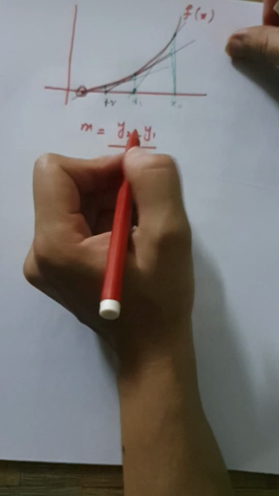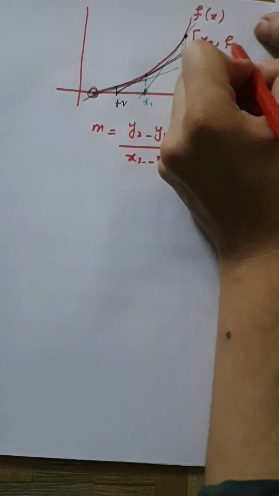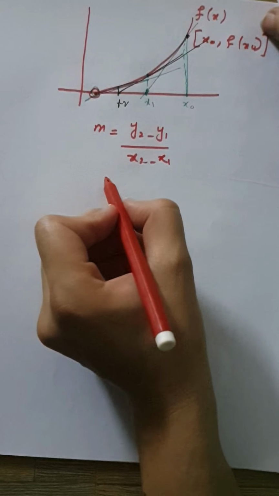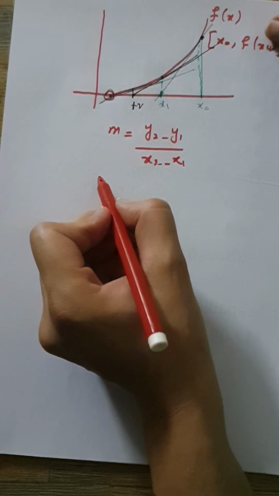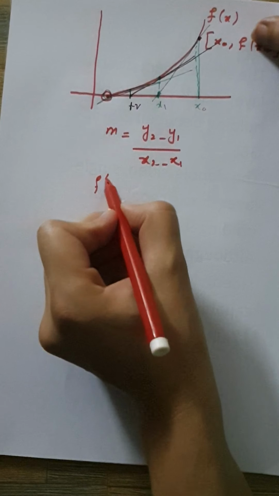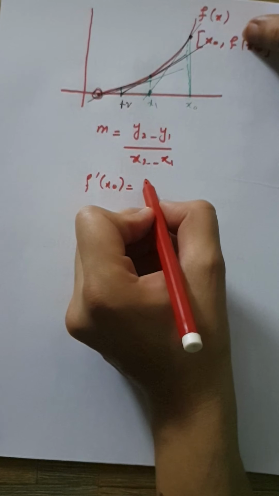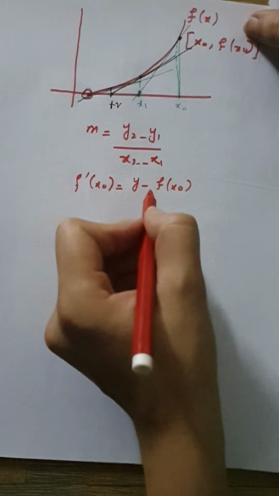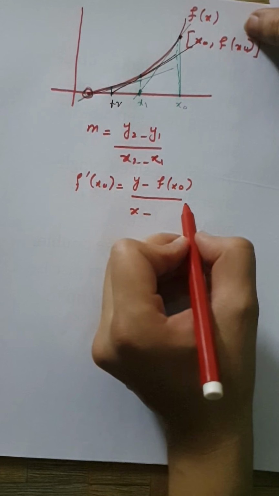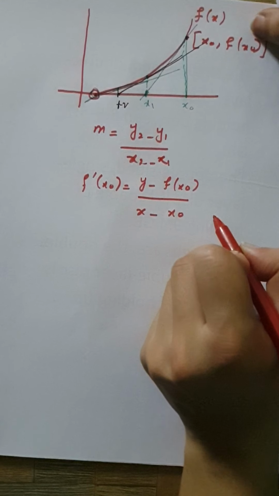So if we are starting with the initial point x0, f of x0, then the slope of this function, which is indicated as the derivative of the function at the starting point x0, so f bar of x0, is equal to y minus y1, which is f of x0, divided by x minus x1, which is equal to x0.